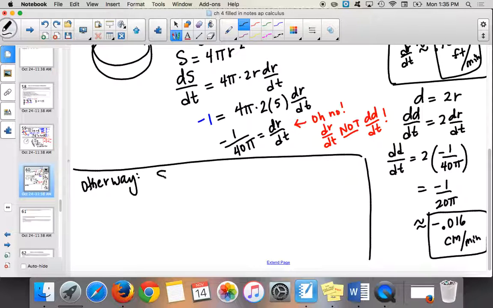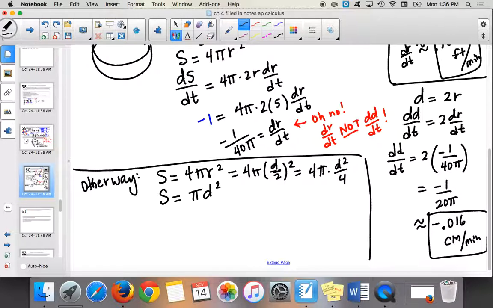So our other way is if we notice that we were good students at the beginning. We're like, oh, wait, it asks for the rate of change of the diameter. Then we replace our r with d over 2, and we square it. We always simplify before taking the derivative because we don't want to take the derivative of this in the more complicated form, right? So I get 4 pi d squared over 4, which gives me the surface area is equal to pi d squared. That is another equation for the surface area of a sphere, pi d squared. Pretty easy, right? So when I take the derivative, I end up getting 2 pi d dd over dt.